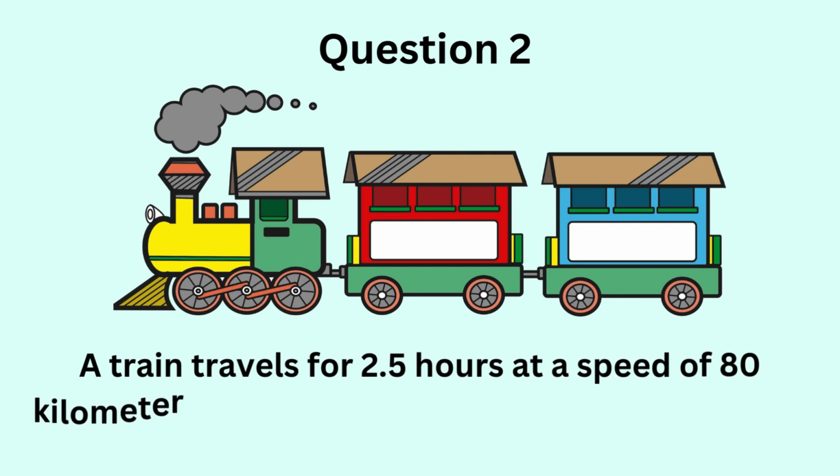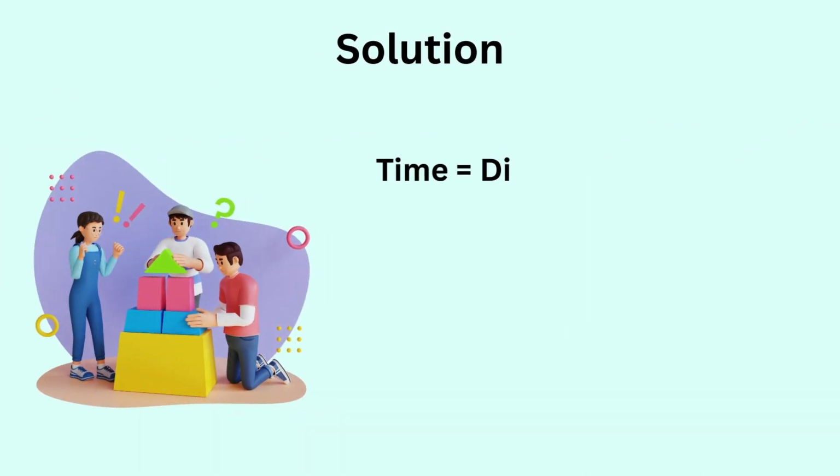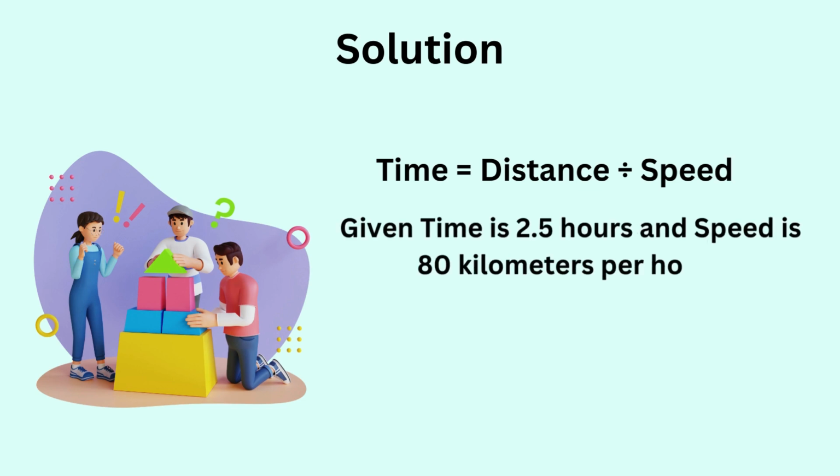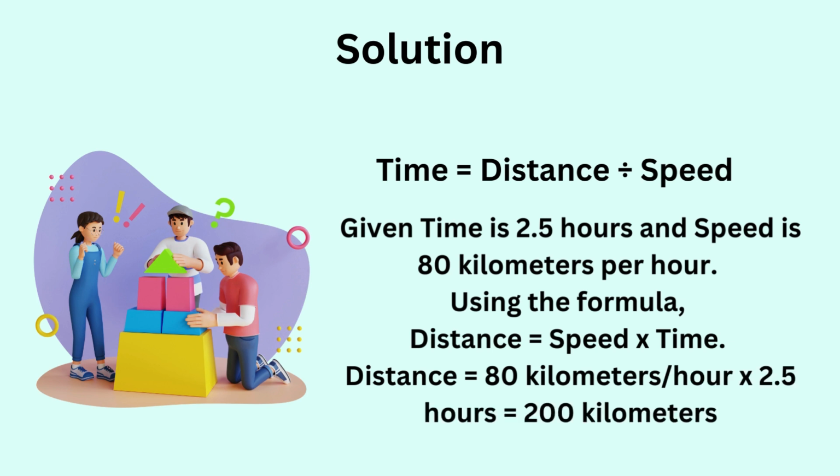Now let's see an example for using time to find distance. Question. A train travels for 2.5 hours at a speed of 80 kilometers per hour. What distance does it cover? Solution. Given time is 2.5 hours and speed is 80 kilometers per hour. Using the formula, distance is equal to speed multiplied by time. Distance is equal to 80 kilometers per hour multiplied by 2.5 hours is equal to 200 kilometers.